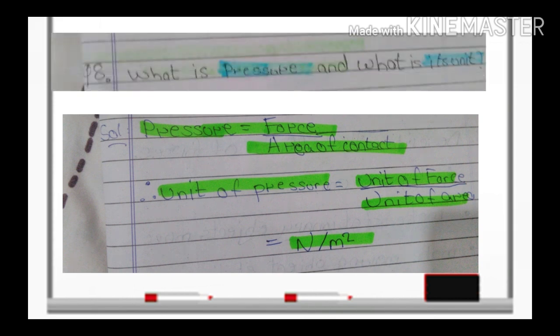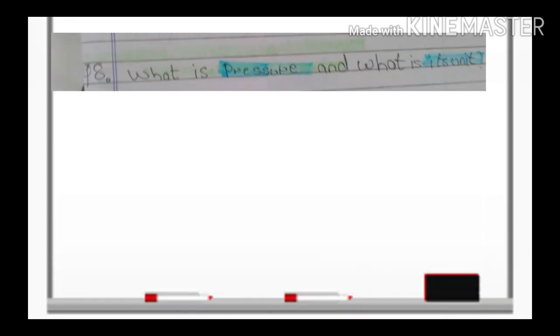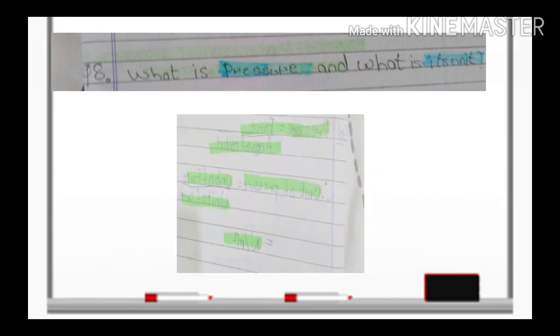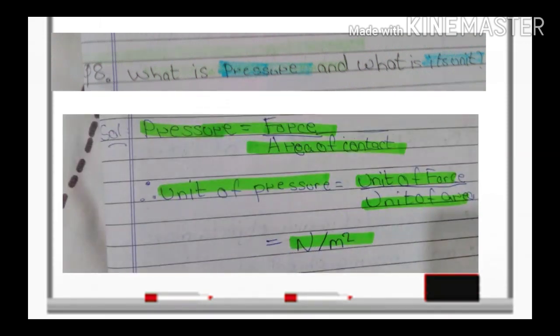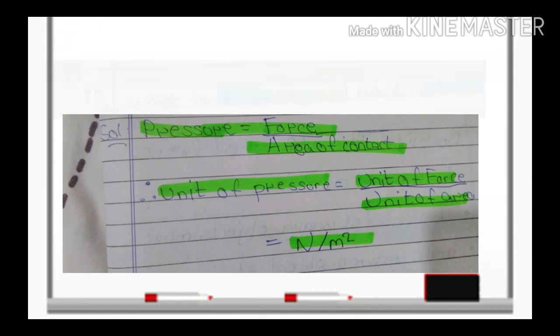Next: what is pressure and what is its unit? Do you know how we calculate pressure? Pressure is equal to force divided by area of contact, and the unit of pressure is equal to unit of force divided by unit of area, which is Newton per meter squared.